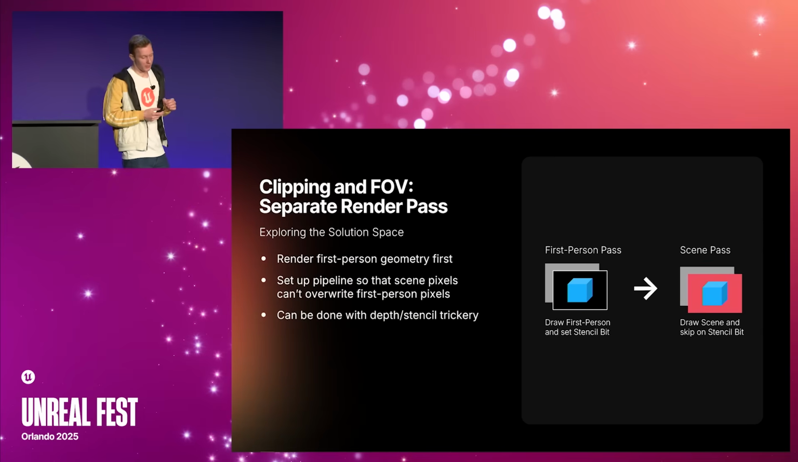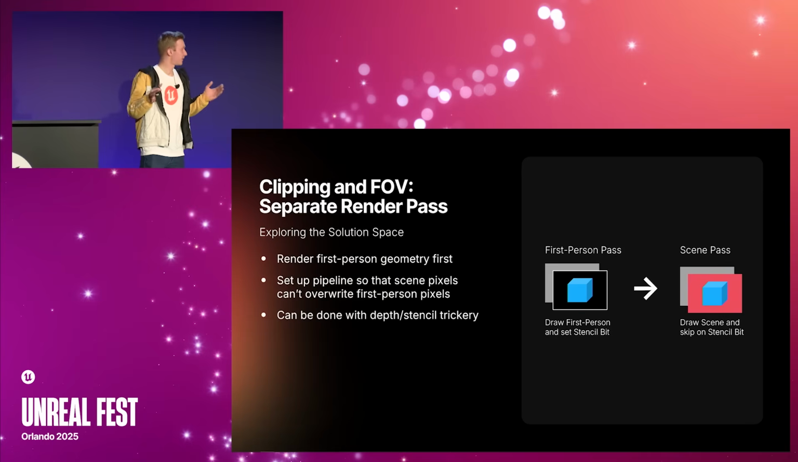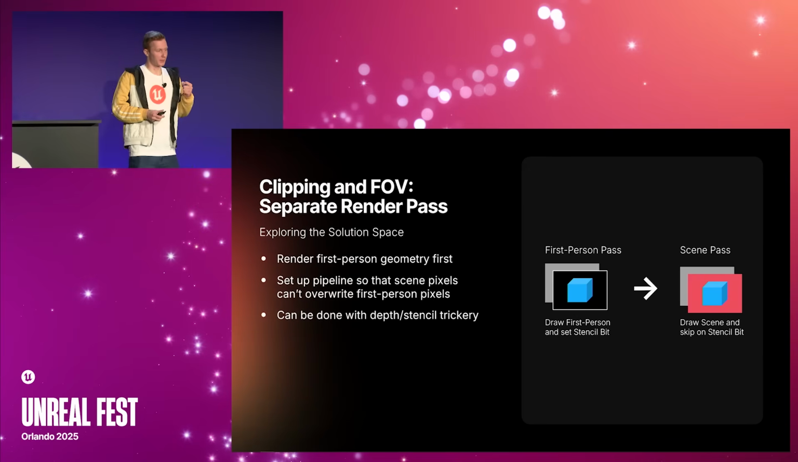And the way we can do that is what I would call depth stencil trickery. One of the most straightforward ways of doing that is you just set a stencil bit when you draw the first-person geometry, and then when you render the rest of the scene into that same texture, you just check for that stencil bit, and if it's set, you just skip.